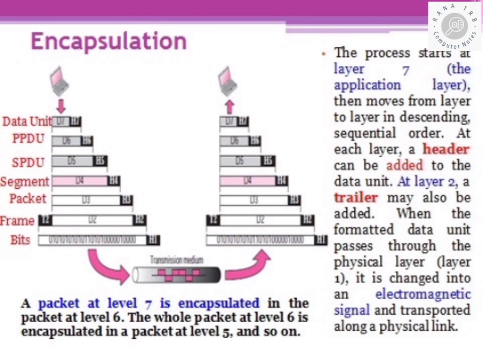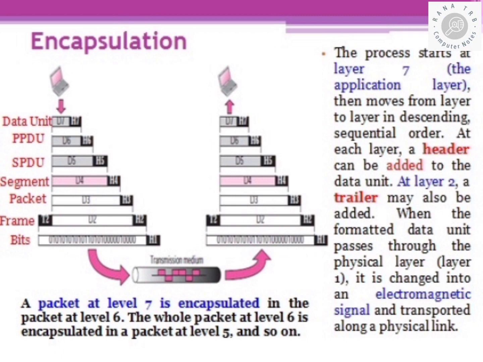Got it? Here we have to know what encapsulation is. That is, packets at layer 7 are encapsulated in the packets at layer 6. The whole packet at layer 6 is encapsulated in the packet at layer 5, and so on. That is, the process starts at layer 7, then moves from layer to layer in a descending sequence: from layer 6 to layer 5, layer 5 to layer 4, and so on.